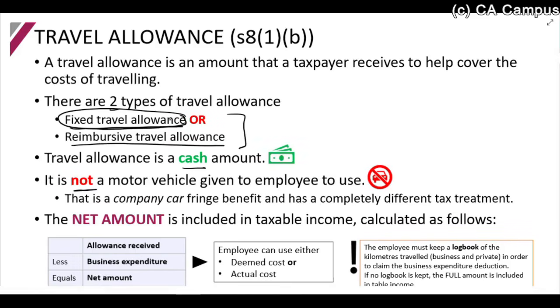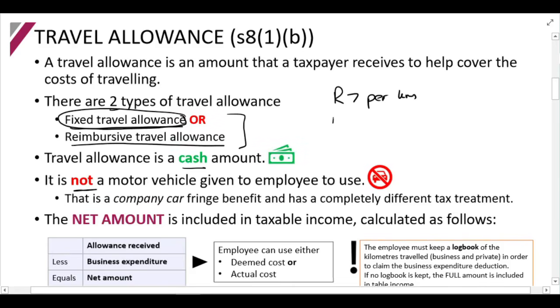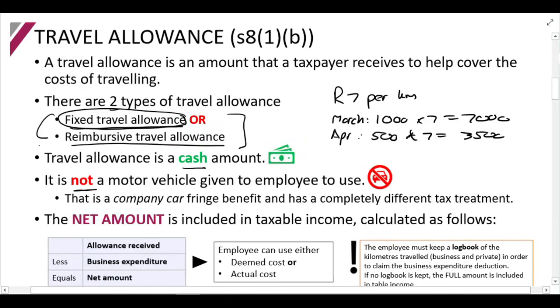It's fixed. A reimbursive travel allowance is where your employer pays you for the business kilometers traveled. So they, for example, will say we pay you 7 rands per kilometer. If in March you travel 1,000 kilometers, you get 7,000 rands. If in April you travel 500 kilometers, you get 3,500 rands. So they compensate you or reimburse you per kilometer traveled. Both of these have the same tax implications and work basically the same way.